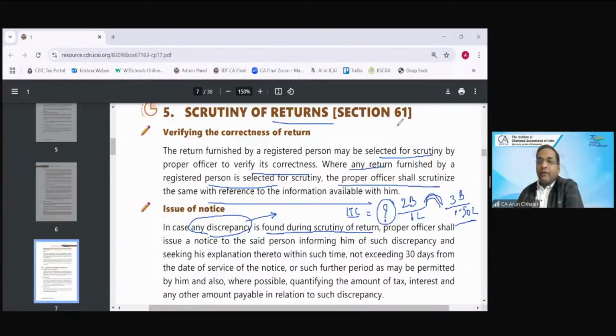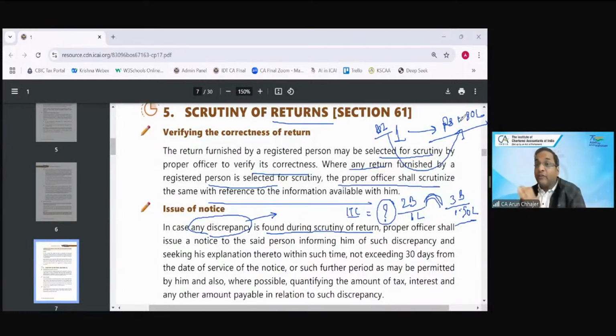Similarly, they have filed GSTR 1 with rupees 2 lakh, but while filing GSTR 3B, they have paid rupees 1.80 lakh. Is there any difference? Answer is yes. Is there any discrepancy? Answer is yes. There could be multiple examples, but I am giving you a very simple one, based on the returns or any other particulars furnished by you.